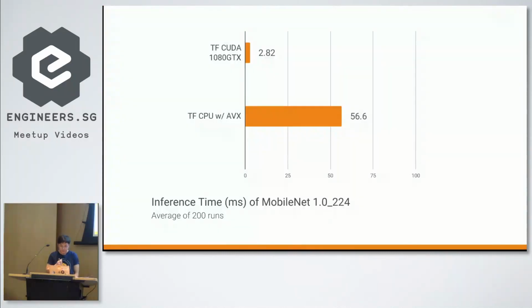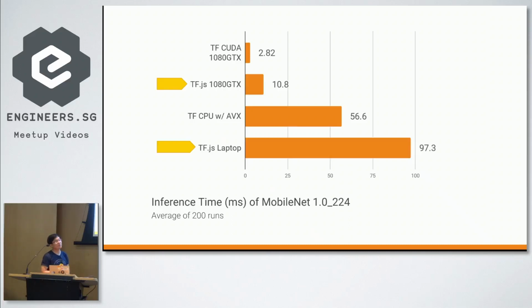And lastly, one thing that you might want to ask, why would I use Tensorflow.js? My TensorFlow C++ code is already really fast. So this is the benchmark from the standard TensorFlow C++. If you run it on the CUDA 1080 GTX, that's a pretty powerful graphics card, you can run MobileNet to classify an image in 2.8 milliseconds. And if you use a normal laptop, it probably takes 56 something milliseconds.